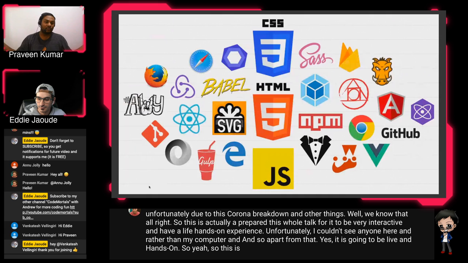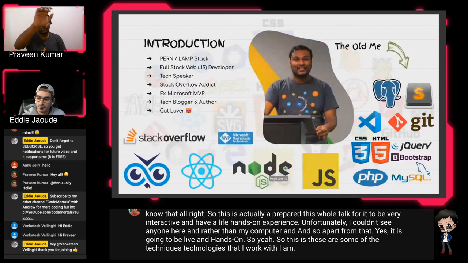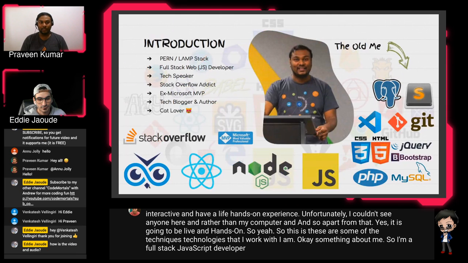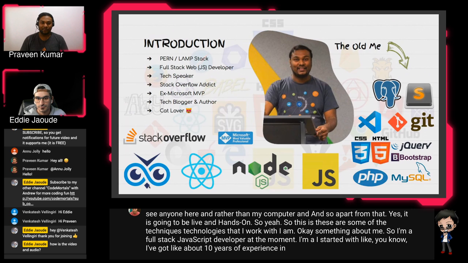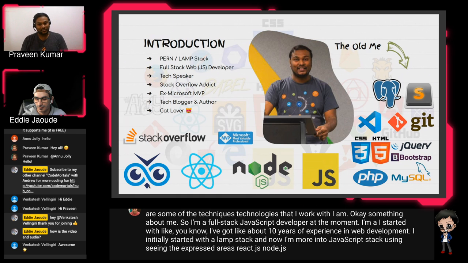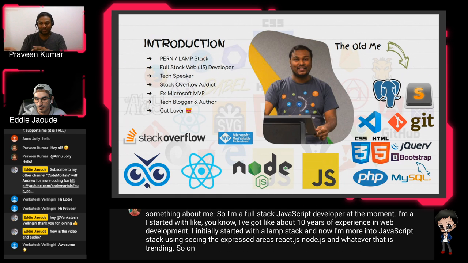These are some of the technologies that I work with. Something about me. So I'm a full stack JavaScript developer at the moment. I've got about 10 years of experience in web development. I initially started with a LAMP stack, and now I'm more into the JavaScript stack using Express.js, React.js, Node.js, and whatever is trending. So on the right side, you see the old me. On the left side, you see the new me, something like that.